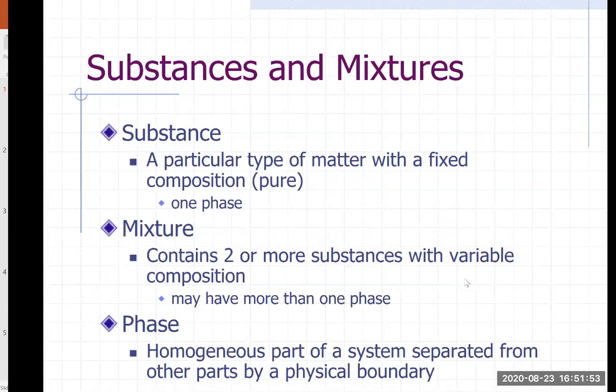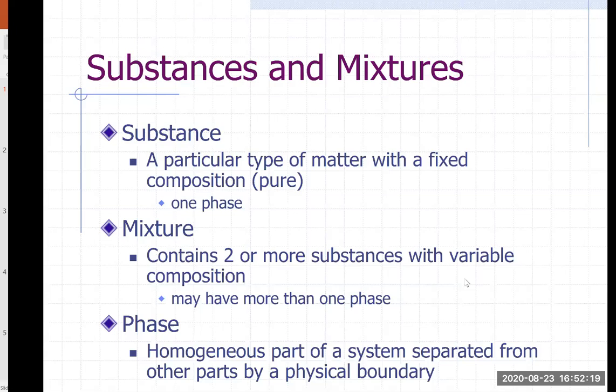This brings us to talk about substances and mixtures, because substances and mixtures are a type of matter. But we need to distinguish between the definitions of substances and mixtures because they have a lot of similarities, but they're very, very different. A substance is a particular type of matter with a fixed composition, and we generally refer to substances as being pure.